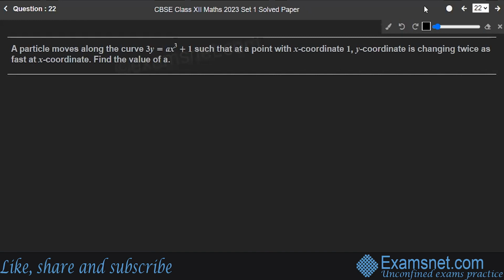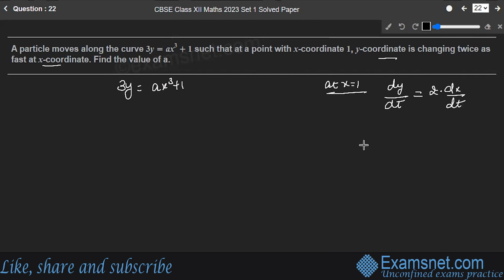Question number 22: a particle moves along the curve 3y is equal to ax cube plus 1 such that at the point with x coordinate 1, the y coordinate is changing twice as fast as the x coordinate. You have to find the value of a. You are given this is the curve 3y is equal to ax cube plus 1. Also, you are given that at x is equal to 1, dy by dt is equal to twice as fast as the x coordinate. So that is 2 into dx upon dt.